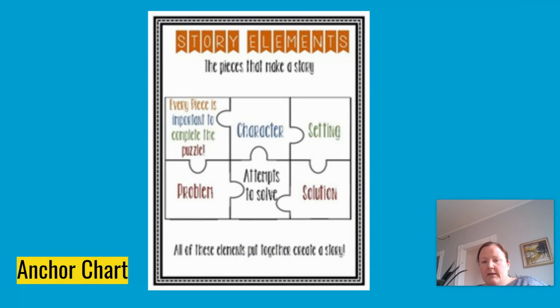In your packet, you have this anchor chart, and this anchor chart reviews the story elements with you. So let's go through step by step. The first part is the definition. The definition of story elements is the pieces that make a story. Since we're reading short stories, it's really helpful to review these story elements because short stories are a complete plot in a very few amount of pages. So it's an awesome opportunity for us to review these story elements.